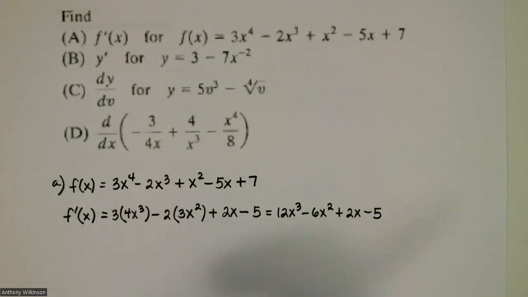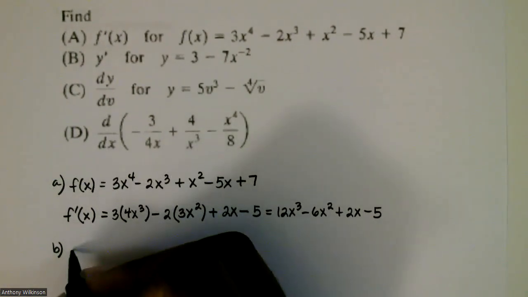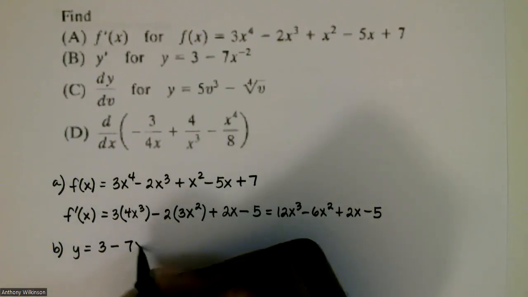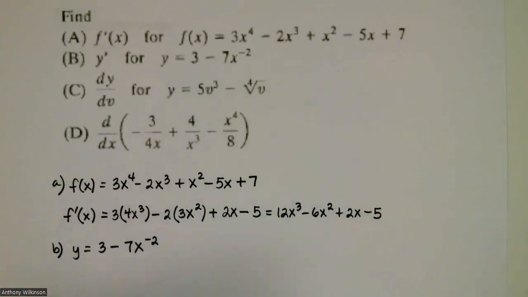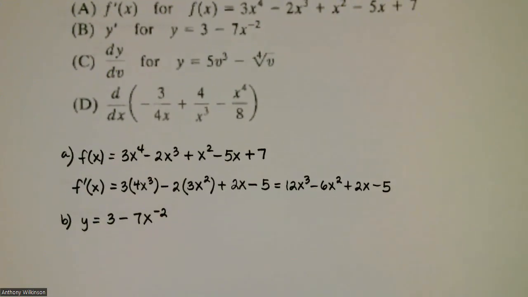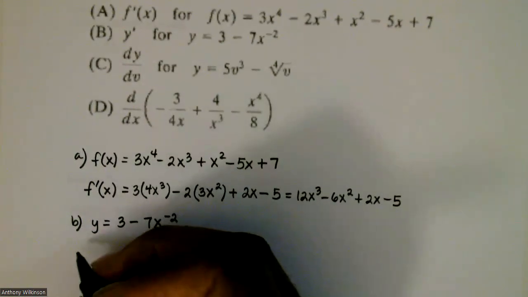Part B. We want to find y prime of x. Well, y prime for y equal 3 minus 7x to the negative 2 power. Okay. Because once you get the hang of this, pretty much you can just do it with fewer steps. So y equals 3 minus 7x to the negative 2. I want y prime.